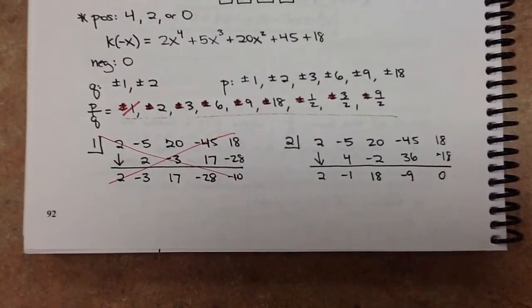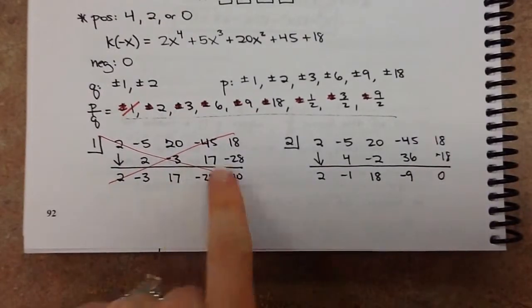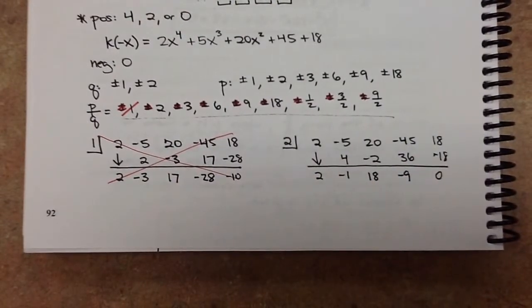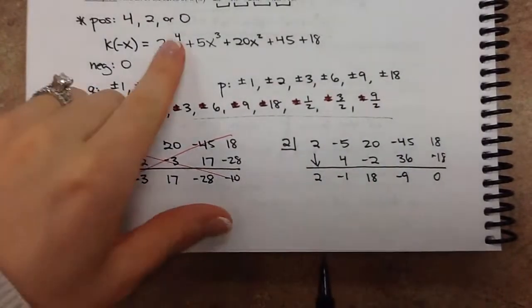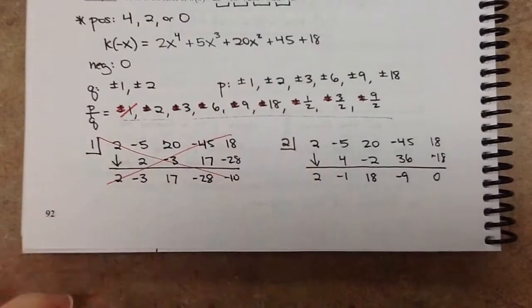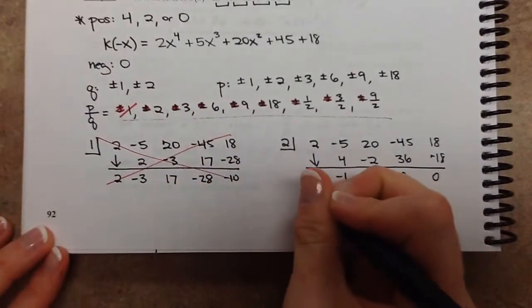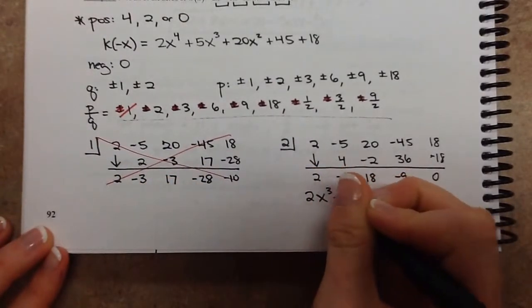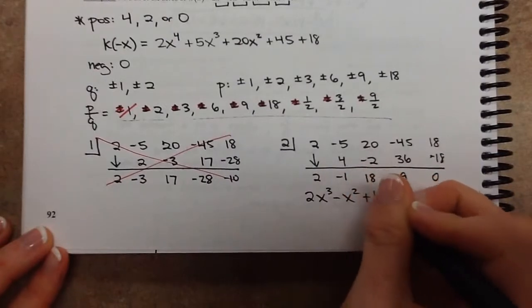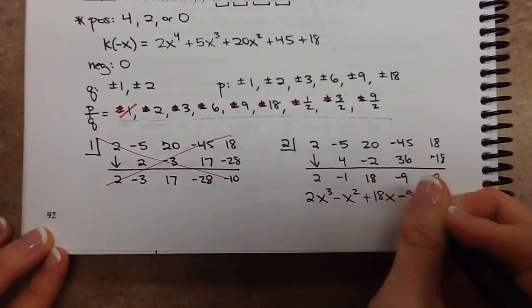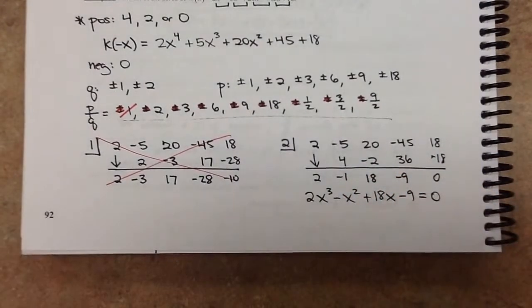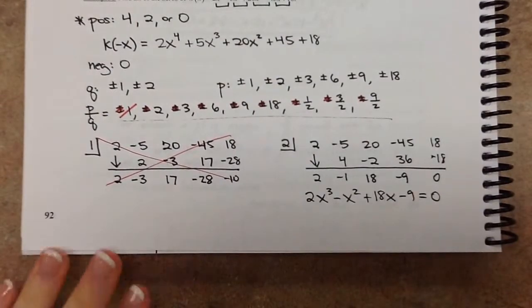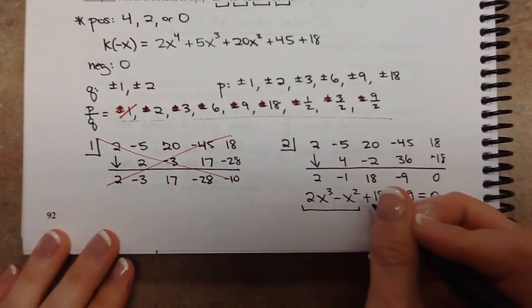Okay, so what I can do from this point is I can rewrite it and see if I can factor. If things go well, we should only have to do this once, and then we can factor from that point on. Okay, so this was a quartic function, so I can write it as a cubic. So 2x cubed minus x squared plus 18x minus 9 equals 0. And I actually can solve this by factoring. I can group it.